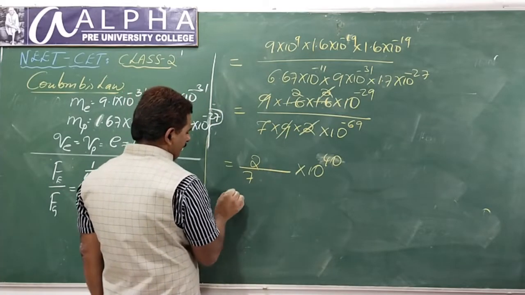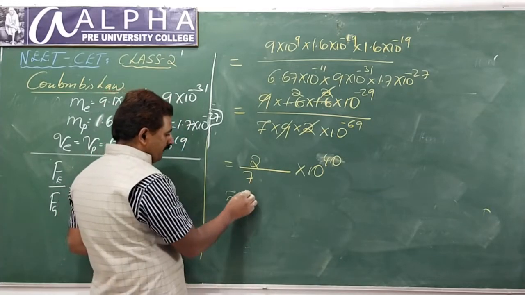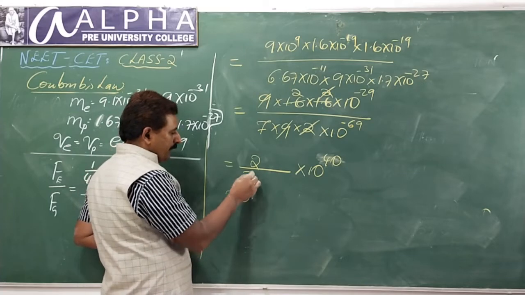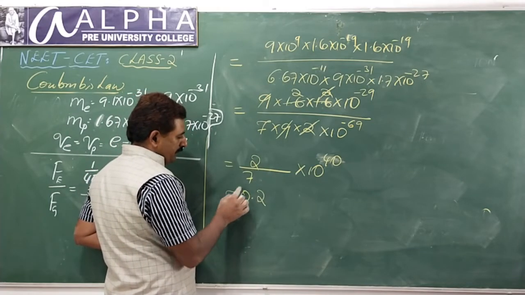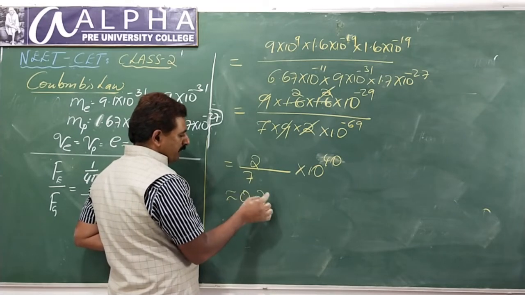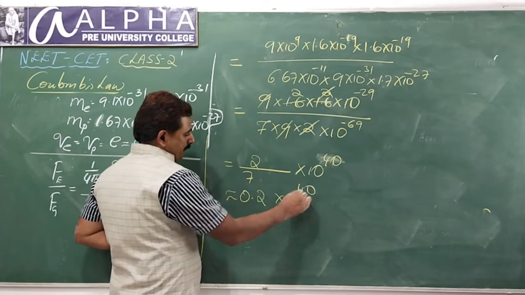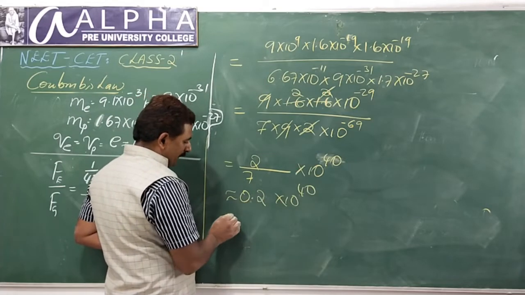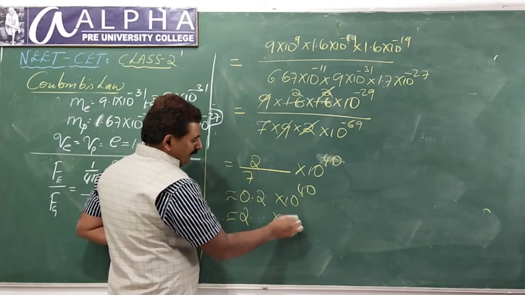2 by 7 comes around 0.20, 7 twos are, right, 7 twos are 14. So first digit must be 2, 10 to the power 40. If I shift by one place, it becomes 2 point some value, 10 to the power 39.